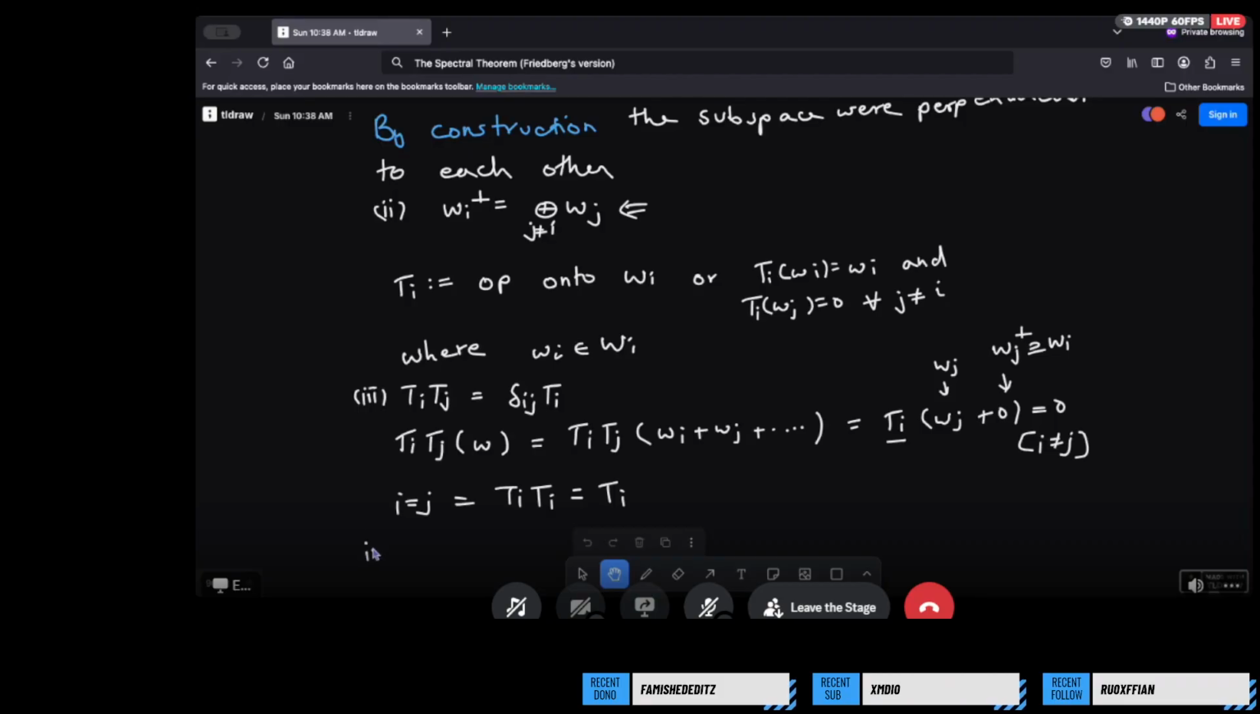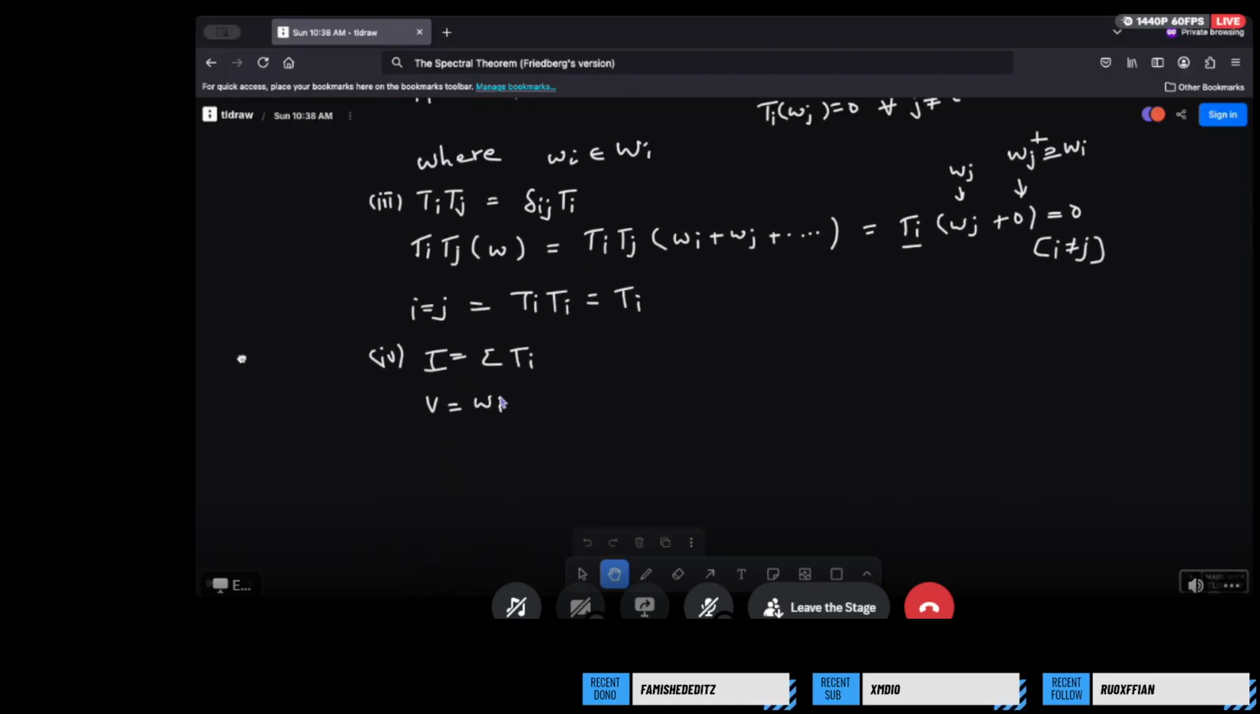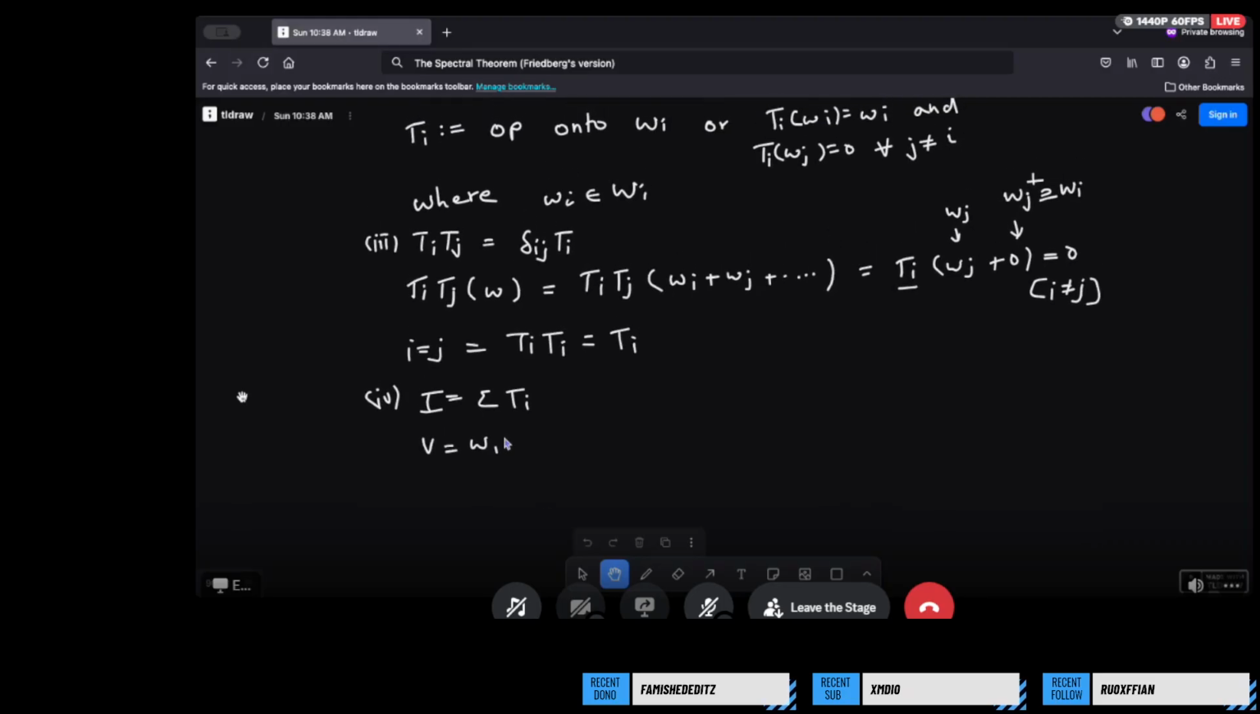And the next part was that the identity was the summation of the Tis. And now this is because in our proof, we decomposed V into a bunch of these Ws. And the only time we had to stop was when the dimension of the orthogonal complement was 0. So in some sense, we exhausted V, right? So the direct sum spans V, and each Ti was a projection onto the respective direct summand.